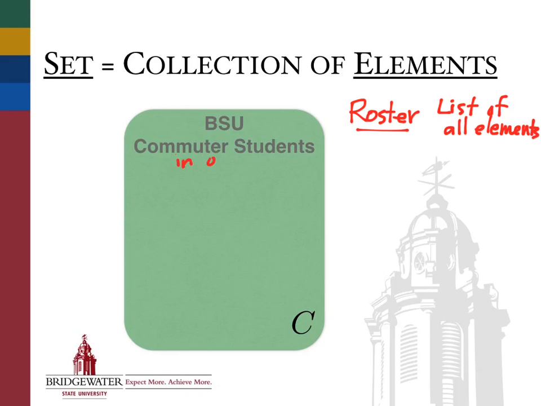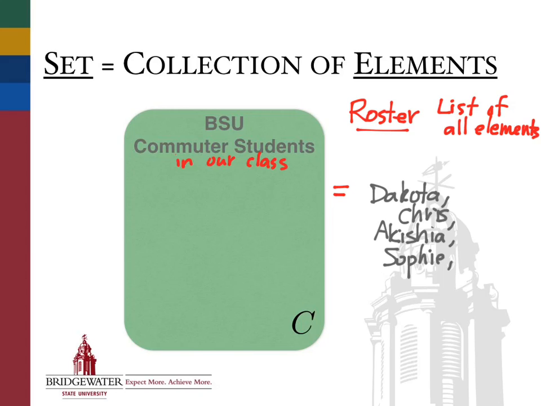BSU commuter students in our class for a moment, because I don't think I have time to list every single BSU commuter student on the board. But the BSU commuter students in our class, we could write down all the names that we have on the Post-its up here. So Dakota is up here, Chris is up here, Akeisha is up here, Sophie, Jonathan and Rachel. So those are exactly the elements, the members of this set.